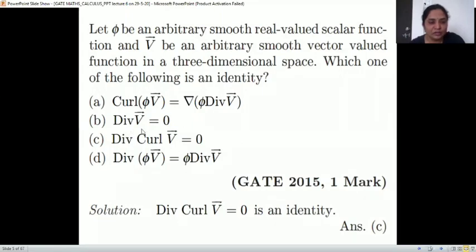But we know divergence of curl of some vector is always 0. So this can be the identity, and this is also not an identity. So the identity is divergence of curl of a vector is 0. So your correct answer is answer C.